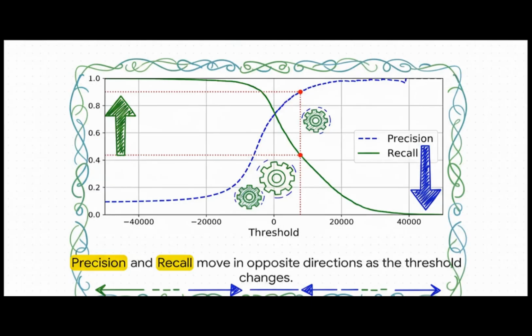And this graph just makes it crystal clear. Look at that. As we move that decision threshold, you can see the recall line and the precision line literally move in opposite directions. As one goes up, the other goes down. They're like two ends of a seesaw.